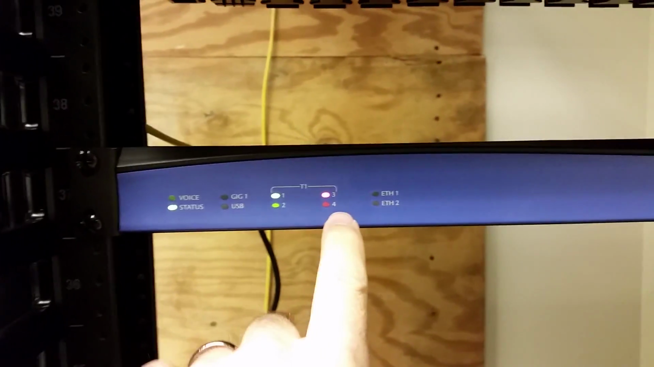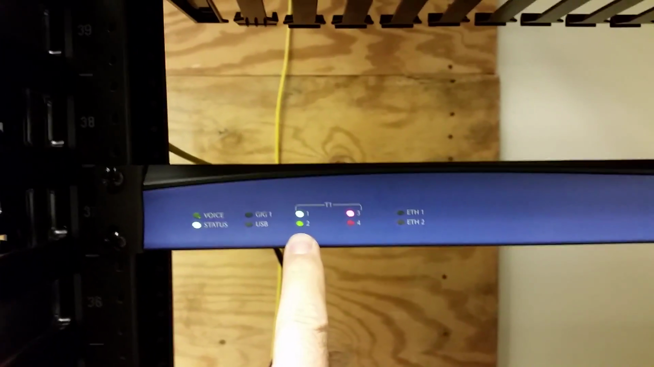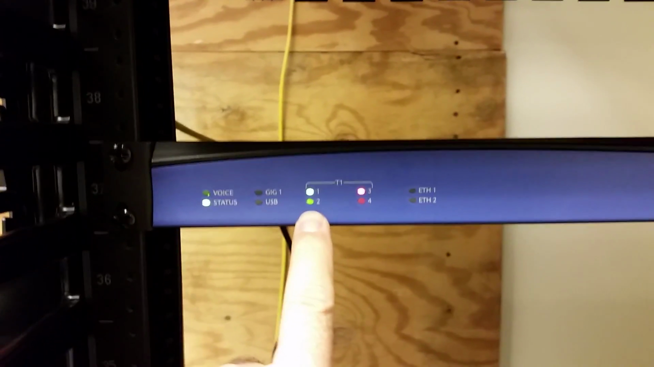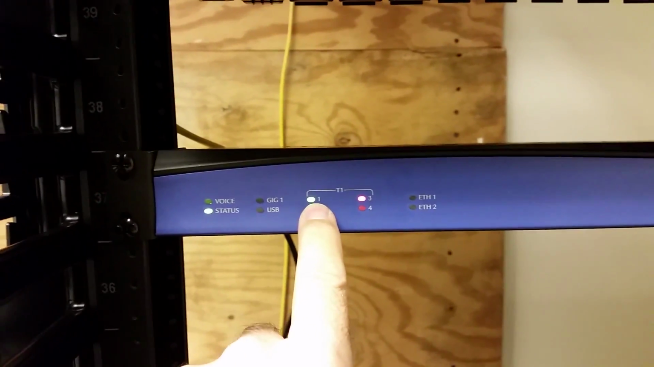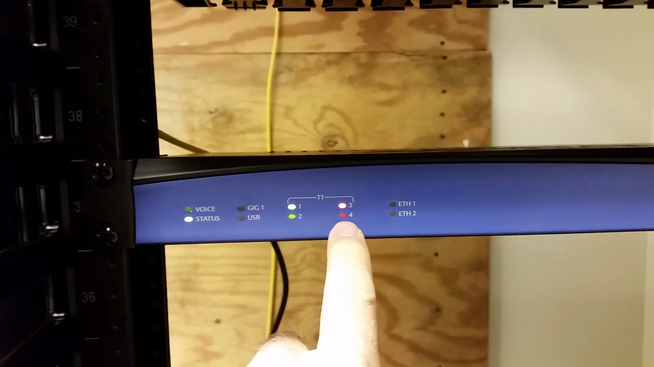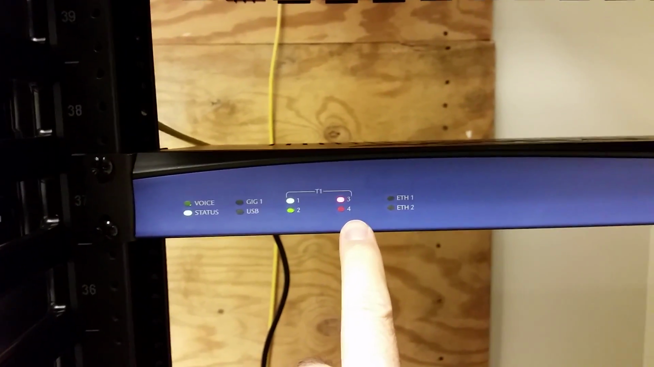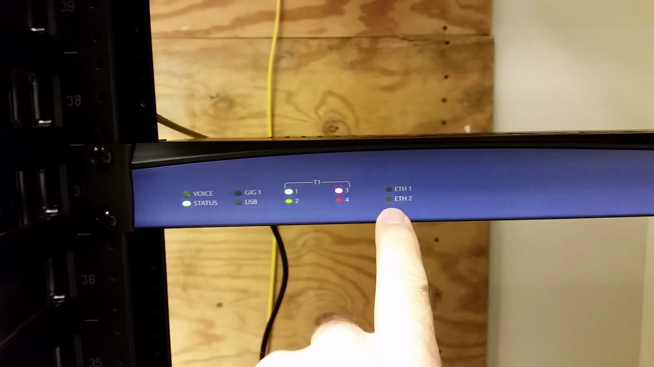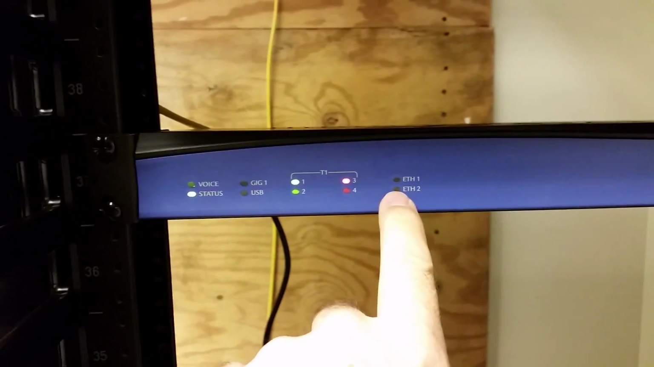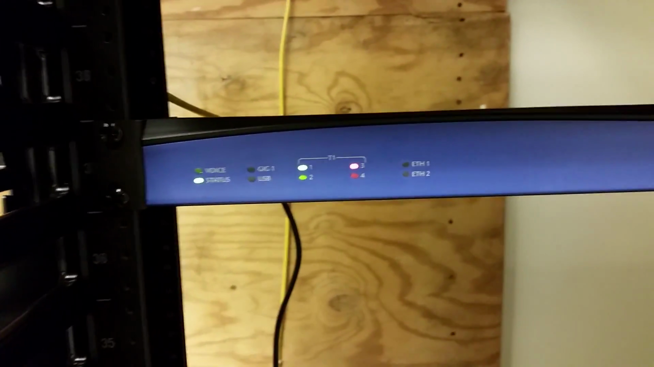And then also there's status lights for four T1s. Now right now this unit has one T1 connected to it, which is turned up, so that's why that's green. There are slots for three other T1s, which are not being used right now. Also, if we had Ethernet ports connected to this, you'd see a green light next to one of these ports if it was being used. Now let's go around to the back and see what's going on back there.